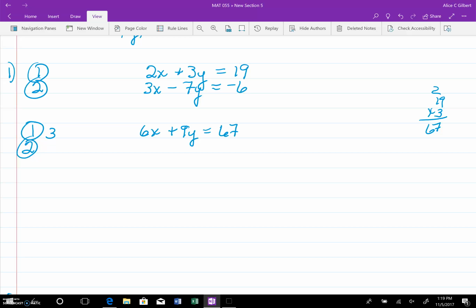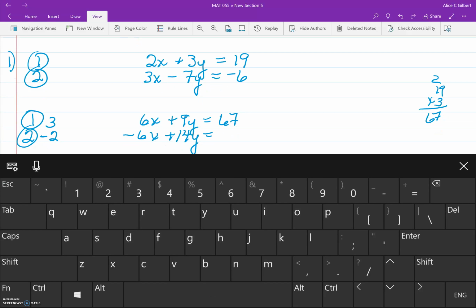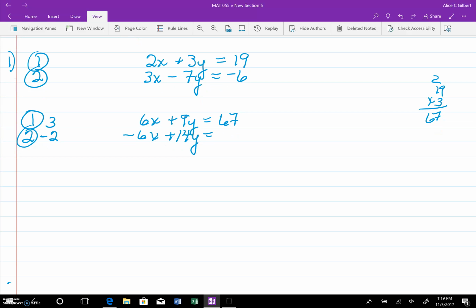negative. I could have made the first one negative, doesn't matter either way, but I'm going to have to make the second one negative because they have to be the same numbers but opposite signs. Otherwise, I can't get rid of them when I add them up. So what do I need to multiply with the 3 to get 6? Well, 2, but I'm multiplying by -2. So -2 times 3x is -6x. -2 times -7 is positive 14y, and -2 times -6 is positive 12.